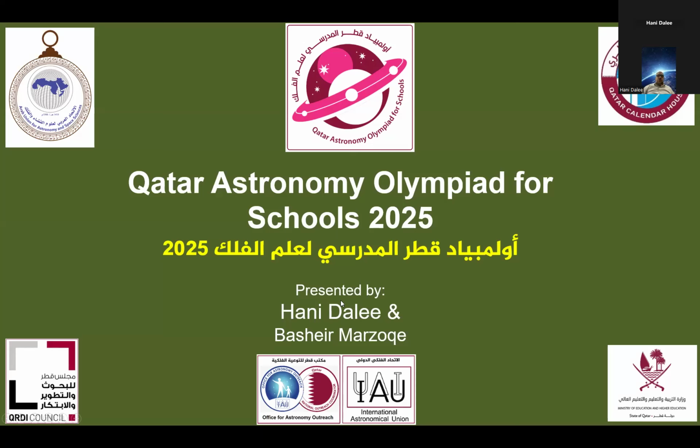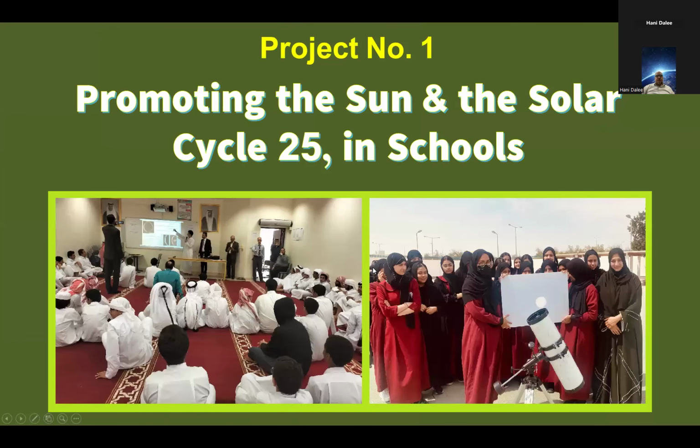Okay, now I'm going to go through these three projects, and the very first project will be promoting the sun and the solar cycle 25 in schools. So what we want is exactly what we did last year. We promoted this cycle and the sunspots among our students. For example, we showed the students the sunspots through a telescope, and told them about the solar cycle and the importance of this cycle and how to observe the sun safely.